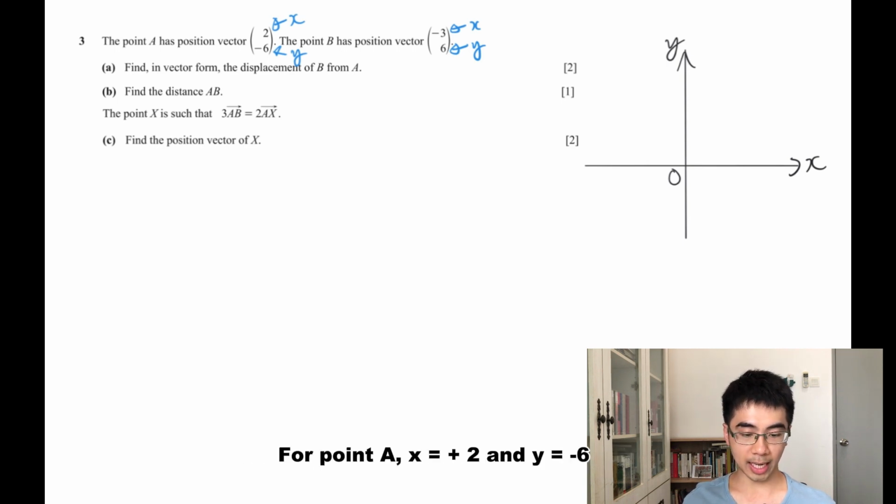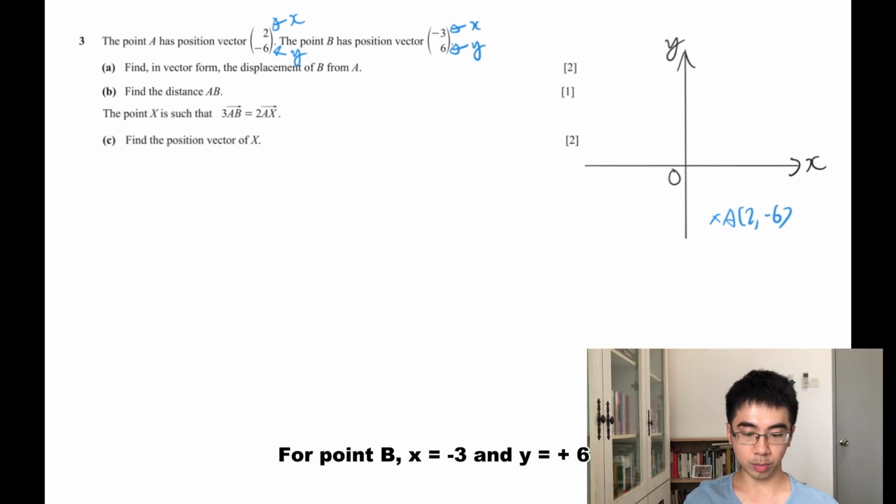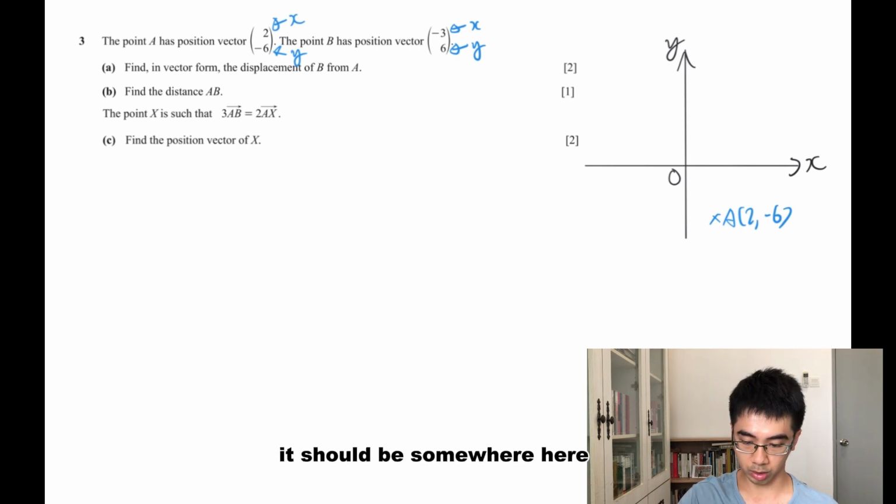For point A, x should be positive 2 and y should be negative 6. It should be somewhere like here. This is A. Then we draw B. For B, x is negative 3 and y is positive 6. It should be somewhere like here, or just roughly draw it.